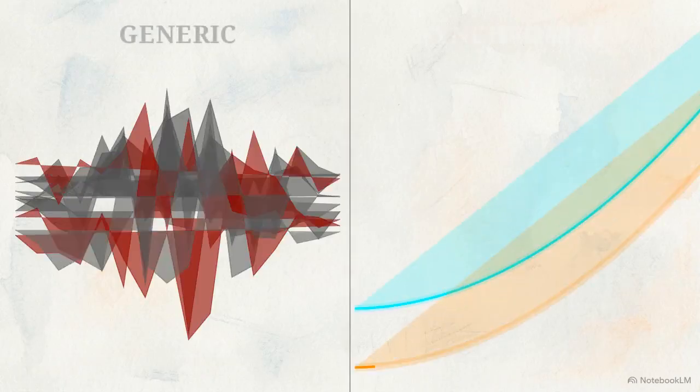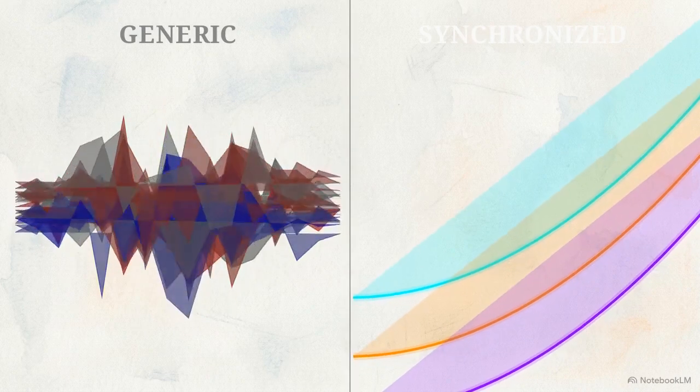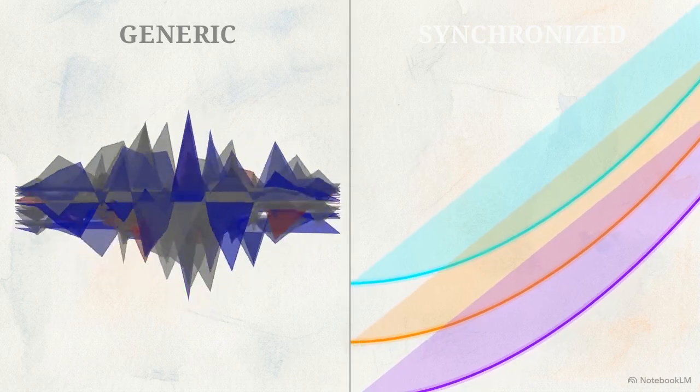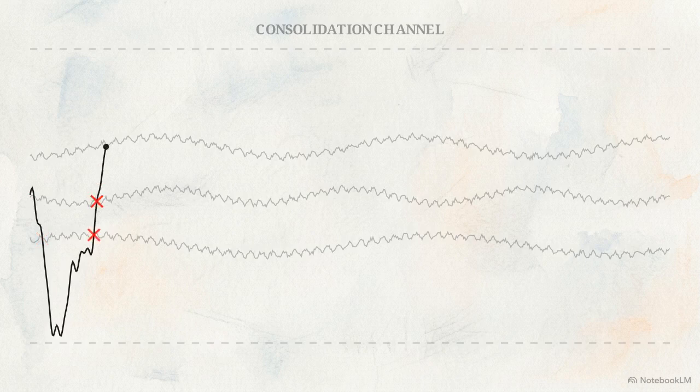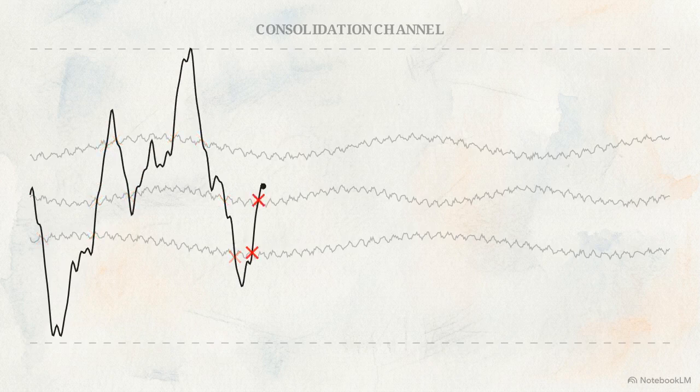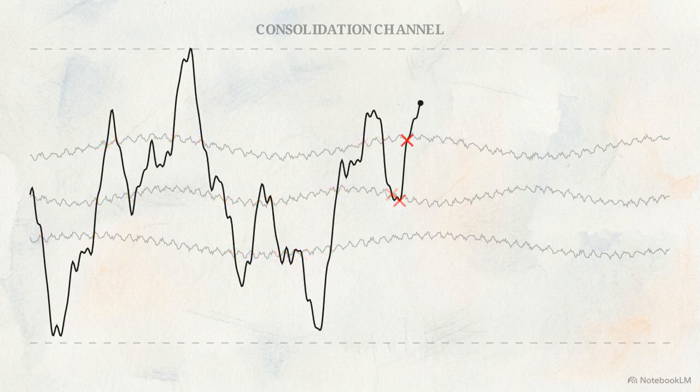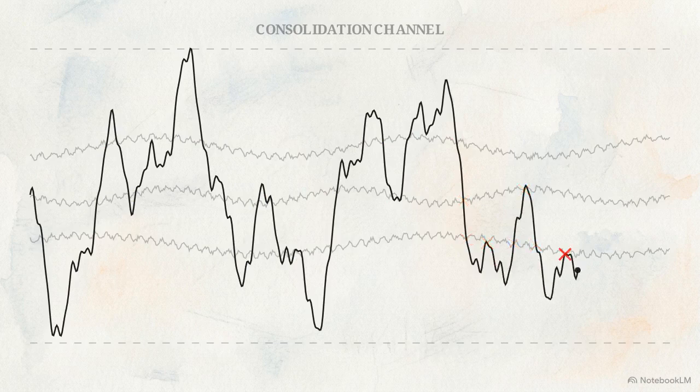This synchronized approach differs from the use of generic, uncalibrated indicators. Standard moving averages often lack internal structural pressure, acting more like a blown-out strut than a tuned suspension system. Without precise calibration, these lines generate lagging static, leading to constant errors during normal market consolidation.